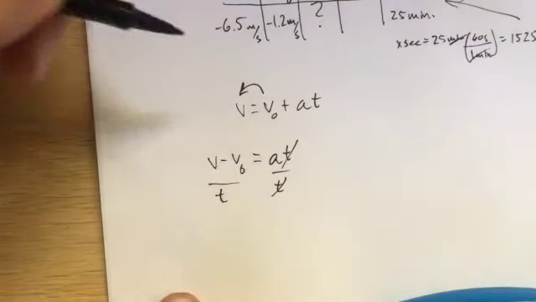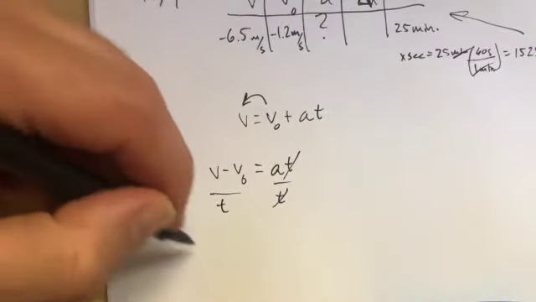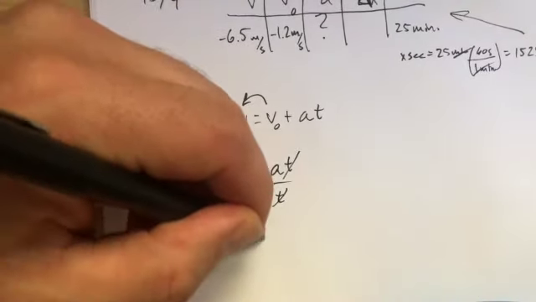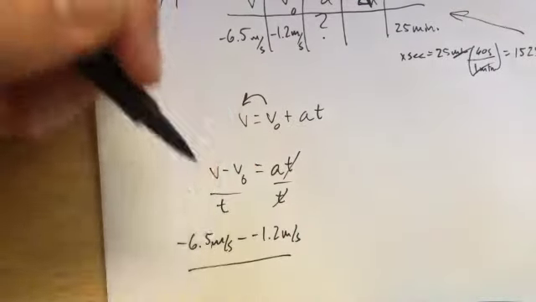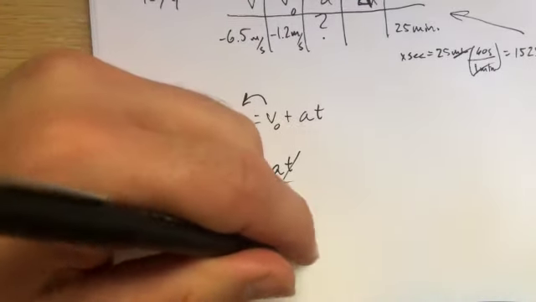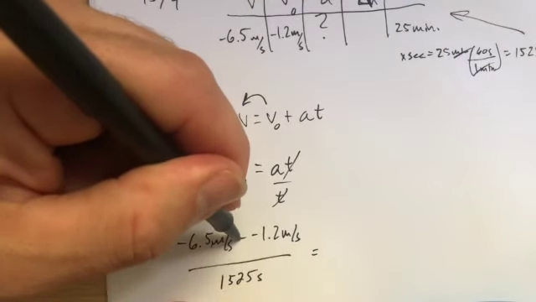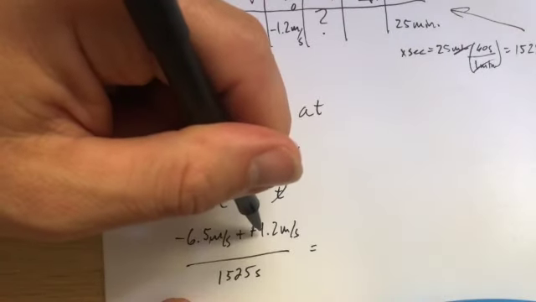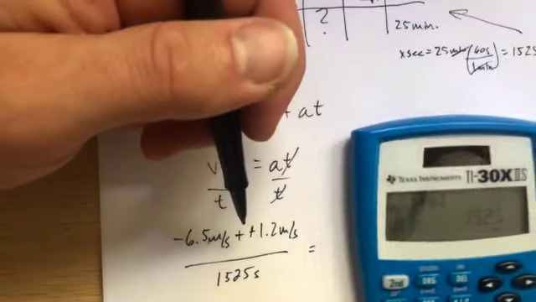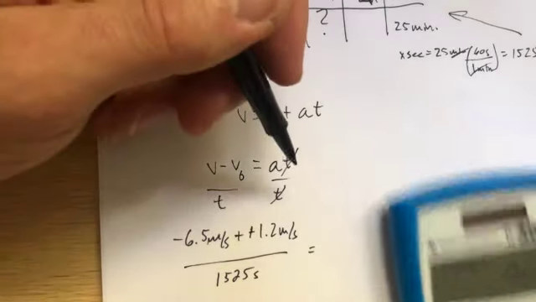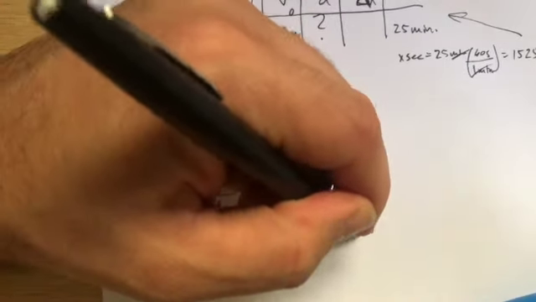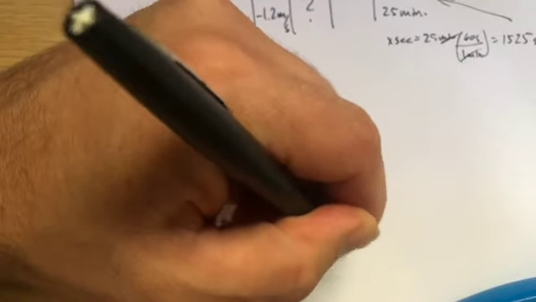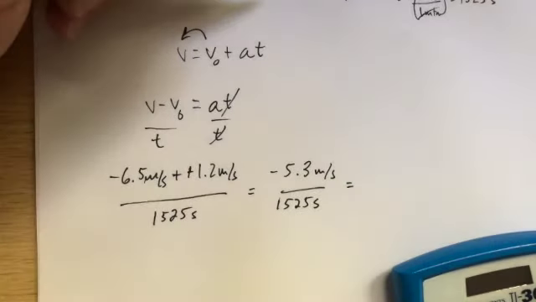And then I divide both sides by time. And then we just plug in our numbers. So V, negative 6.5, minus V naught, negative 1.2, over 1,525 seconds. Negative minus a negative, that becomes positive. So this is negative 4.6.5 minus 5.3, so negative 5.3 on top, meters per second, over 1,525 seconds.